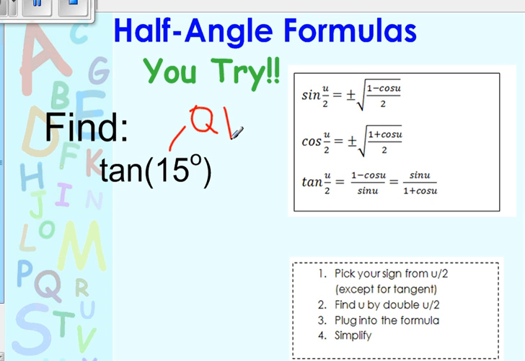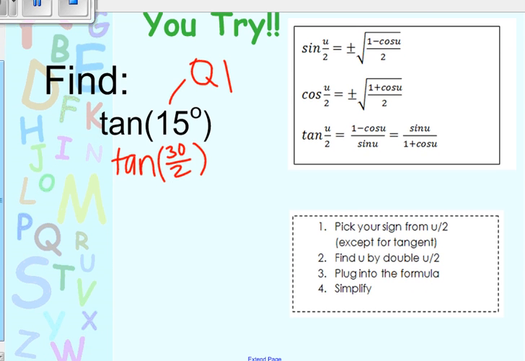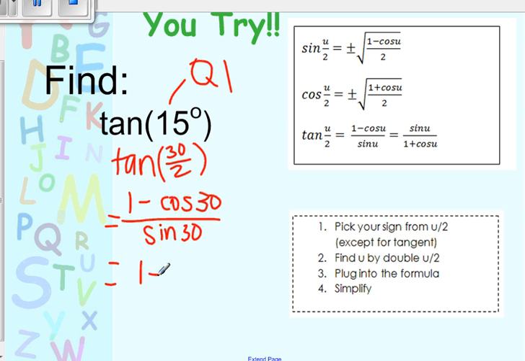All right, this time we're doing tangent of 15. Okay, again, this is quadrant 1, so we know everything is supposed to be positive. And we're going to get tan of 30 divided by 2. Again, using the first one is a lot easier. You're not going to get that conjugate, so we're going to continue using that one. So we're going to get 1 minus the cosine of 30 over the sine of 30. So that equals 1 minus the square root of 3 over 2 over 1/2.